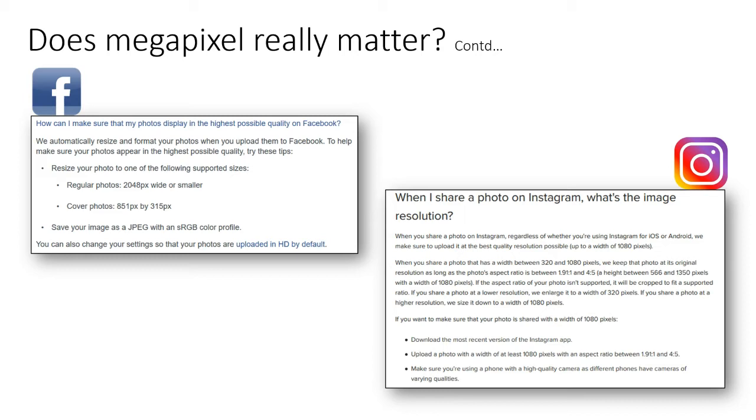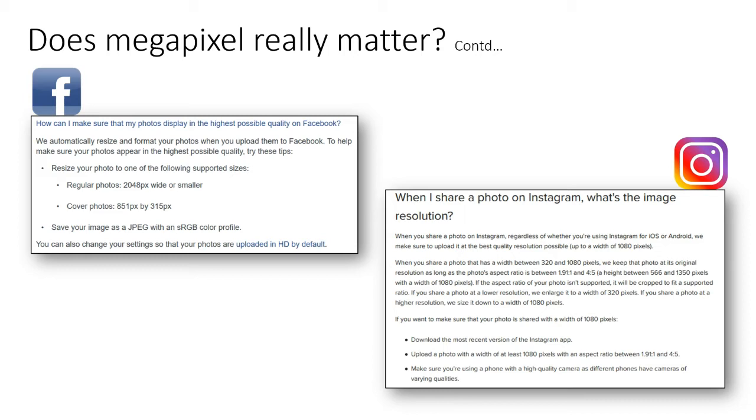So in today's market we hear a lot about megapixels. There are so many different mobile manufacturers who have huge megapixel counts, like more than 100 megapixels. There are cameras which have huge megapixel counts. So does this really matter, or are there any other factors which are going to affect the decision you are going to make?